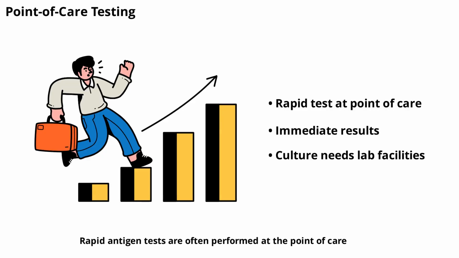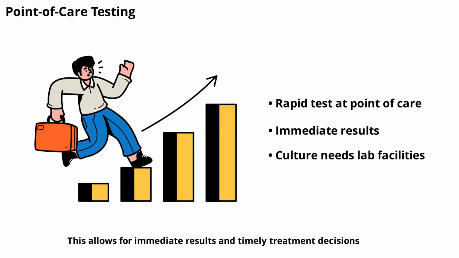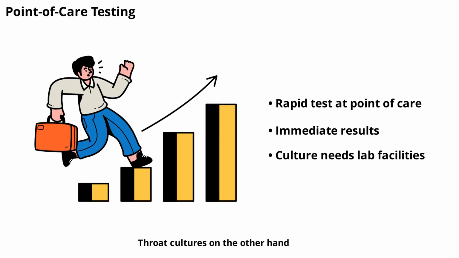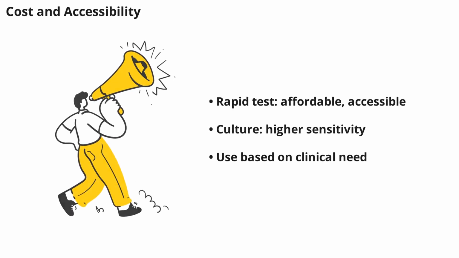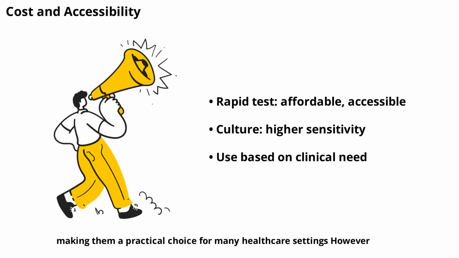Rapid antigen tests are often performed at the point of care, such as in a doctor's office or clinic. This allows for immediate results and timely treatment decisions. Throat cultures, on the other hand, require laboratory facilities and may not be available in all settings, especially in remote or resource-limited areas. Rapid antigen tests are generally less expensive and more accessible than throat cultures, making them a practical choice for many healthcare settings.